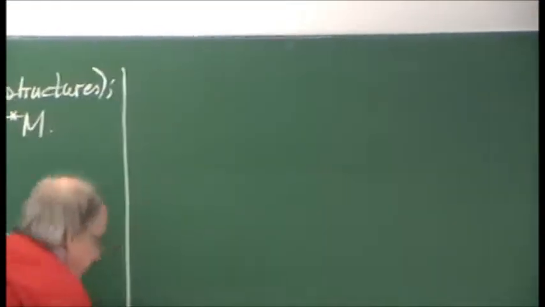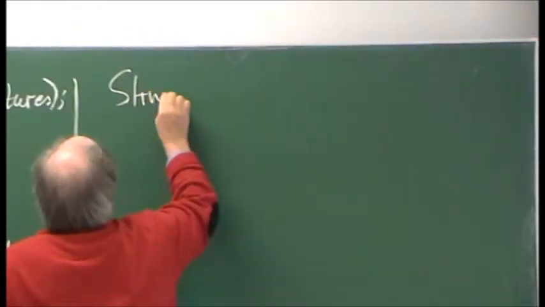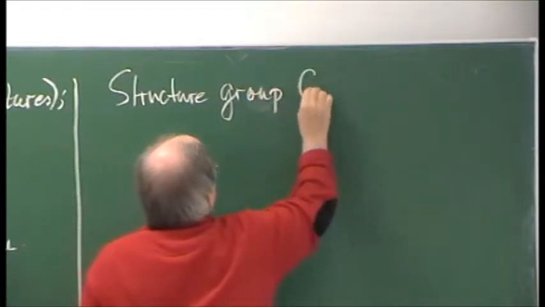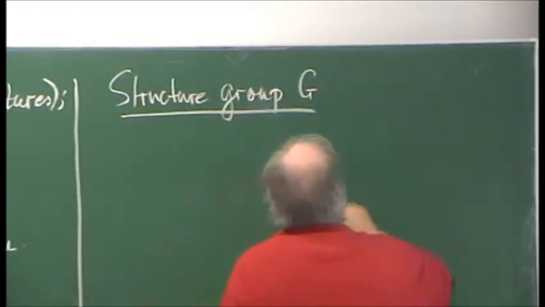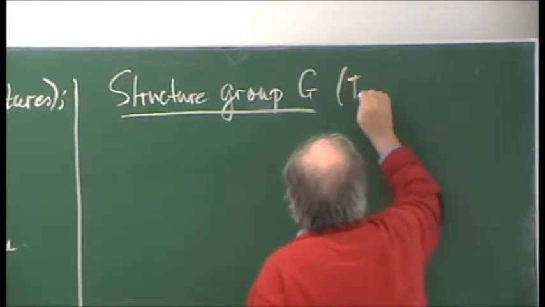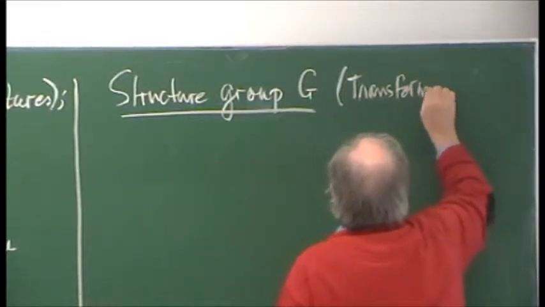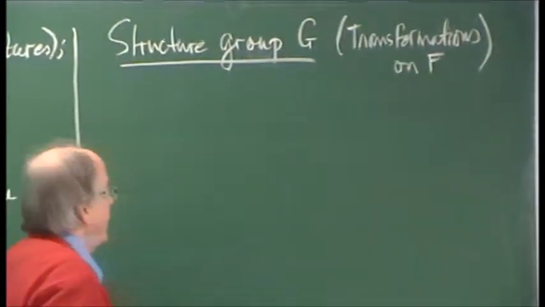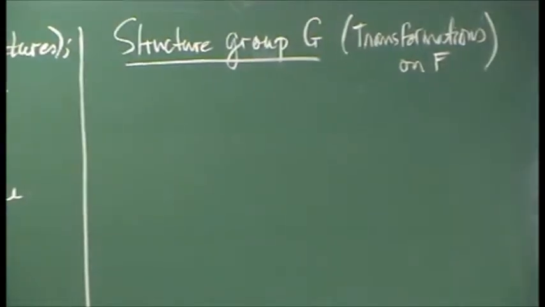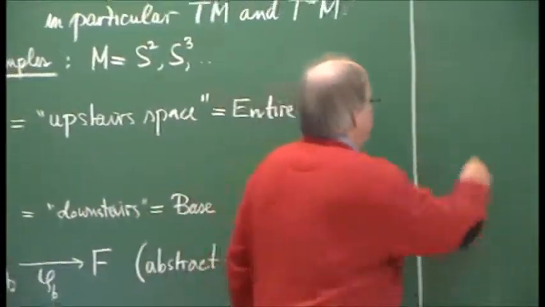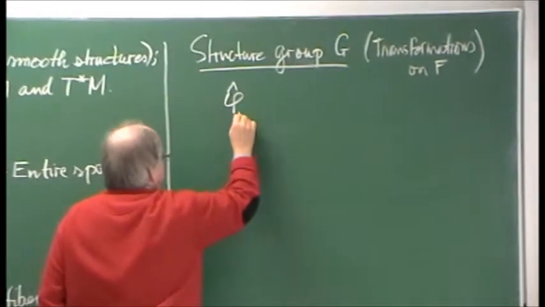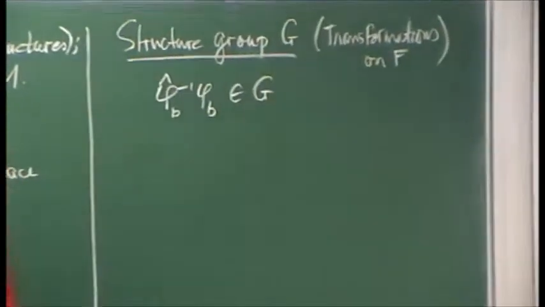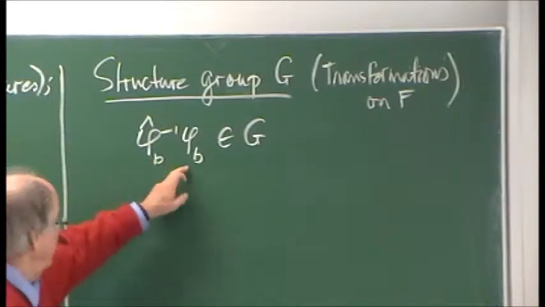And any two bijections differ by something in the structure group. So the structure group is a group, G, of automorphisms, so a group of transformations on F. And the deal we make is any bijections you choose here have to differ by something in the structure group. So say phi hat B inverse phi B, no matter what you choose here, has to be in the structure group. You can choose anything you want, but we make the deal that the difference is in this fixed group.